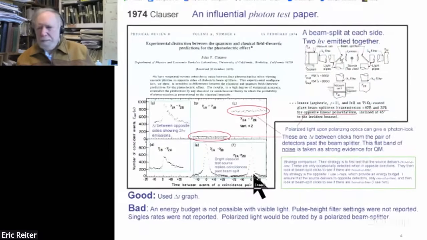Then this person did it. And here's the same kind of band of noise. It's a complicated experiment, but it comes down to the same thing. The time difference histogram of going one way or the other past a beam splitter shows noise. They're looking at noise and saying that's the evidence of quantum mechanics.